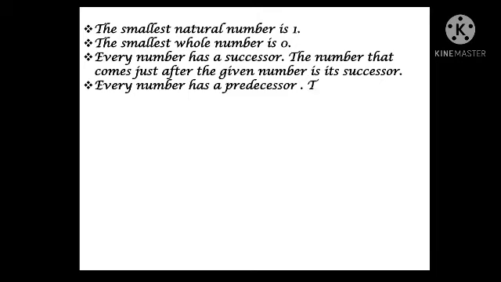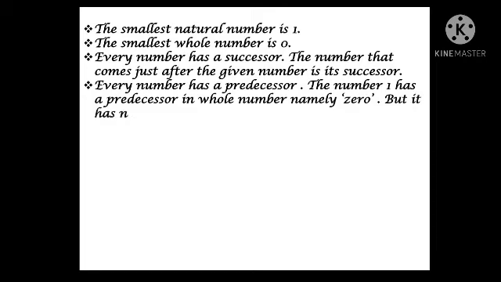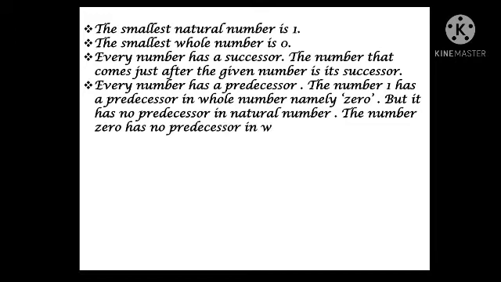Every number has a predecessor. The number 1 has a predecessor in whole numbers, namely 0, but it has no predecessor in natural numbers. Listen here: the number 1 has a predecessor in whole numbers because whole numbers start with 0. But it has no predecessor in natural numbers because natural numbers start with 1. So 1 has no predecessor in natural numbers, but 1 has a predecessor in whole numbers.